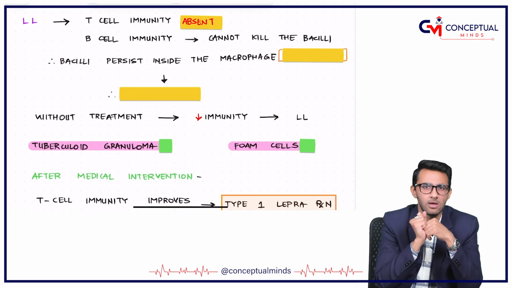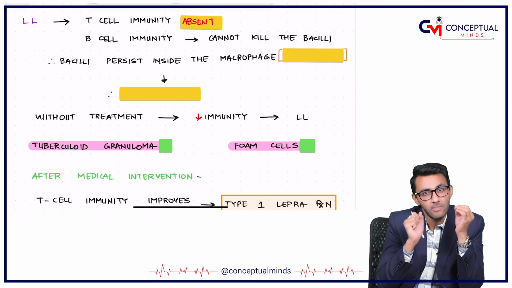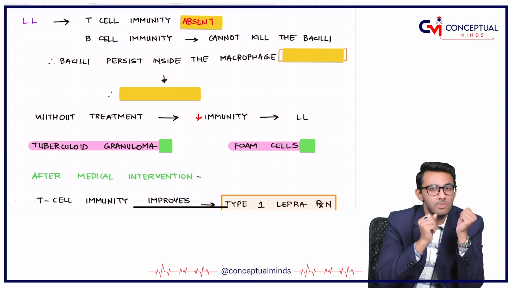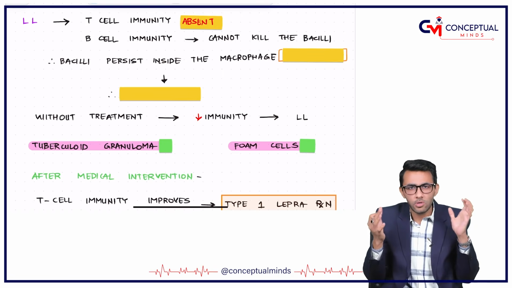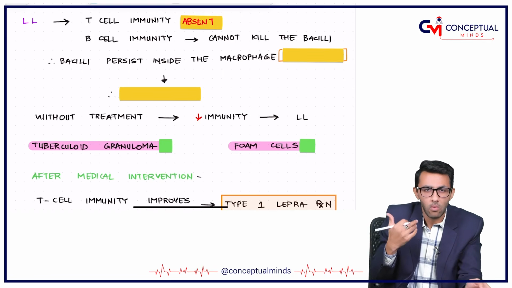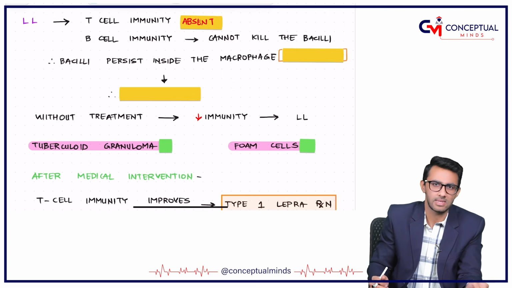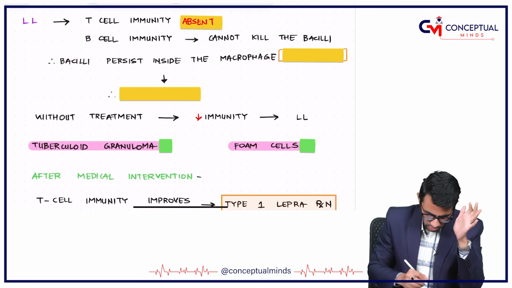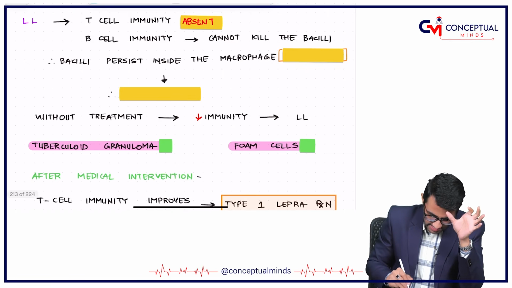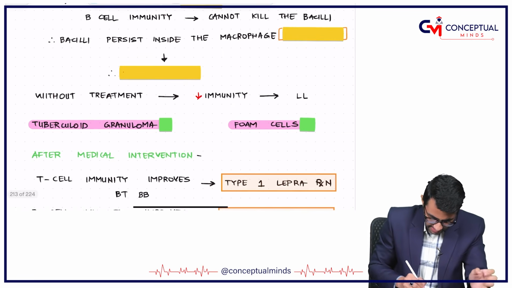bacilli. So what do you think it would be, paucibacillary or multibacillary? It would be multibacillary, because the body is not able to do anything. It is not competent enough to contain the bacteria. This one point you got very clear. So that is the reason it is multibacillary.